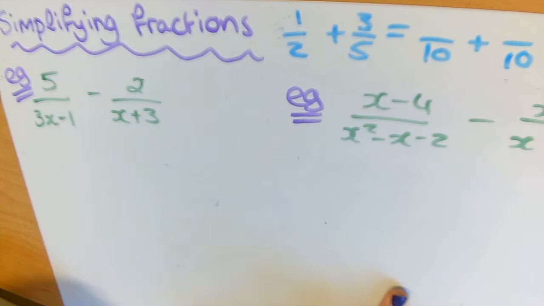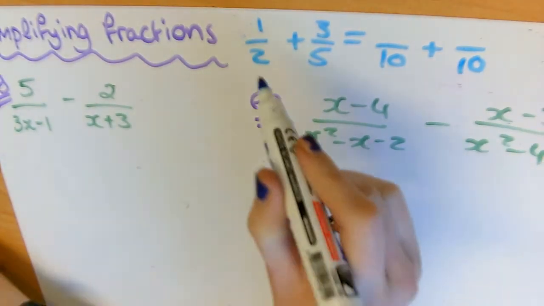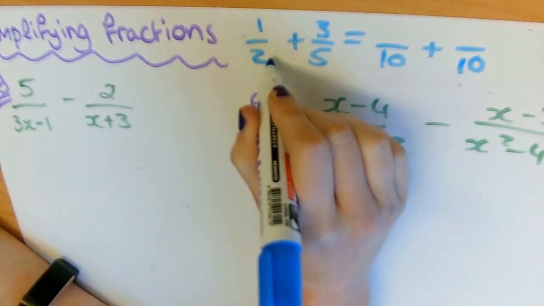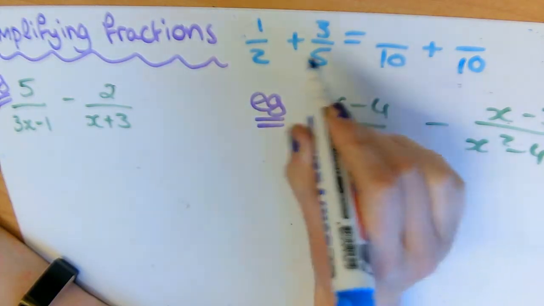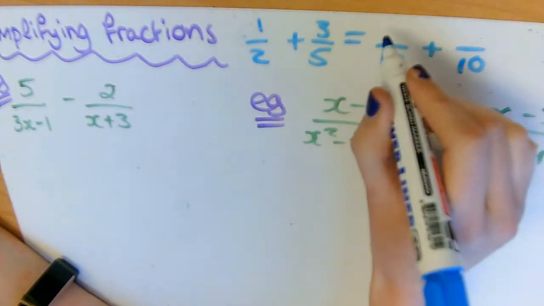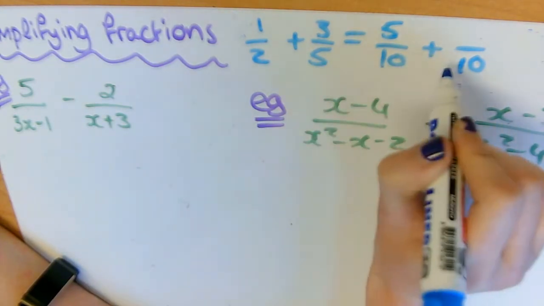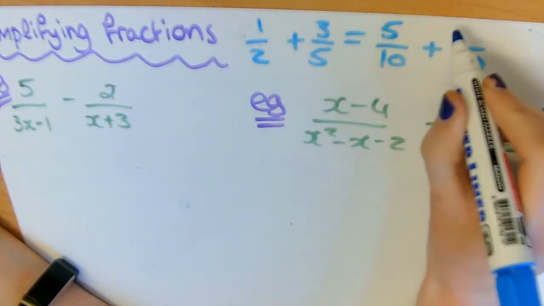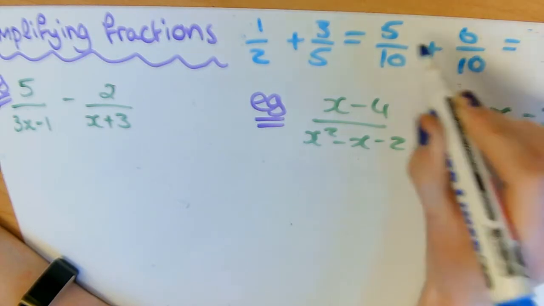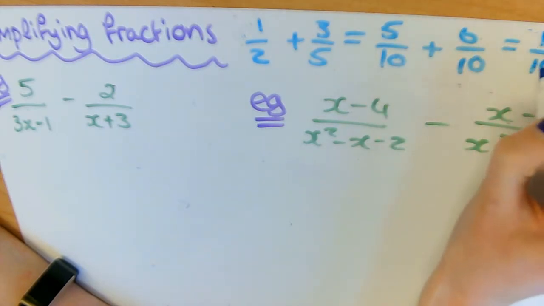But if I want to change the bottom to 10, I need to do to the bottom what I do to the top. So I timed 2 by 5 to get 10, so now I need to times the top. So 1 times 5 gives me 5 over 10. 5 times 2 gives me 10, so now I need to times the top. 3 times 2 gives me 6, which means now I can add the tops, which is 11 over 10.